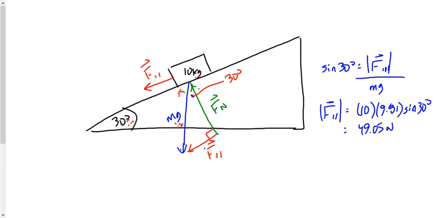49.05 newtons. So the force that pulls it down the hill is a combined force. It's a combined force of normal force and gravity, and it gives us a combined value of 49.05 newtons.